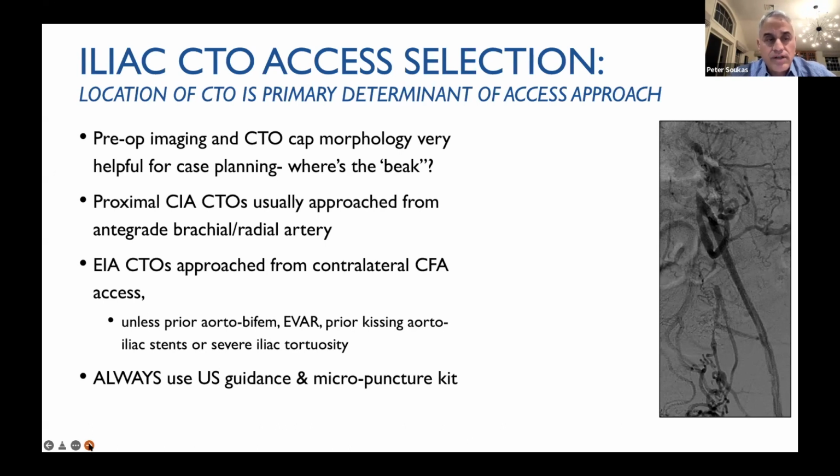But in general, having said that, proximal common iliac CTOs are typically approached from an antegrade brachial or radial approach, whereas external iliac CTOs, by and large, can be approached from a contralateral up and over access, unless, of course, the patient has had a prior aortic bifem, EVAR, or kissing stents that extend into the aortic bifurcation, or in the case of severe iliac tortuosity. In general, but particularly when dealing with CTOs, I always recommend ultrasound-guided access with a micropuncture kit.